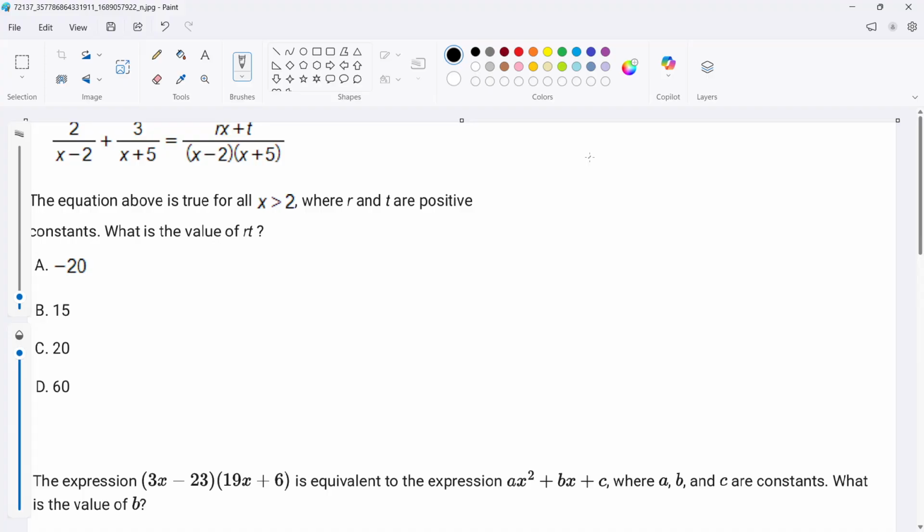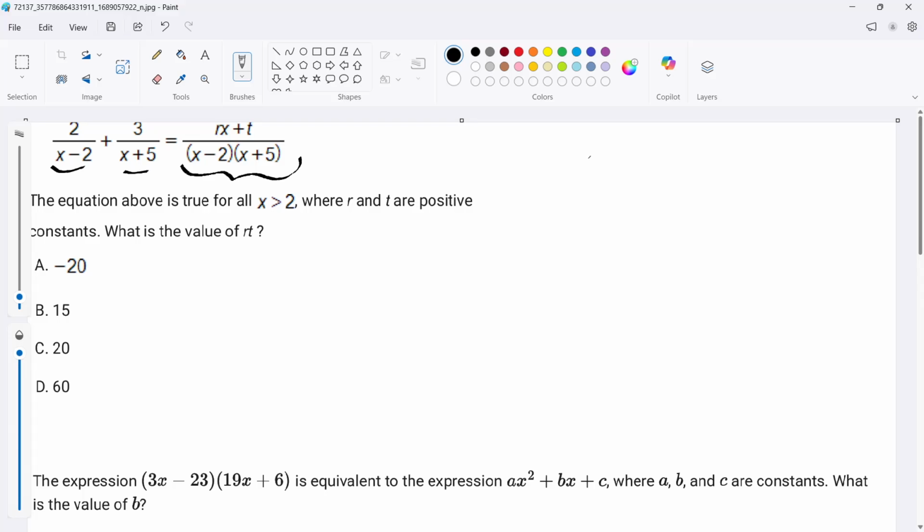So notice the common denominator on this one. It says 2 over x minus 2 plus 3 over x plus 5 equals rx plus t over x minus 2 times x plus 5. It's true for all x greater than 2 when r and t are positive constants. So notice the common denominator is x minus 2 and x plus 5. And 2 has x minus 2, 3 has x plus 5.